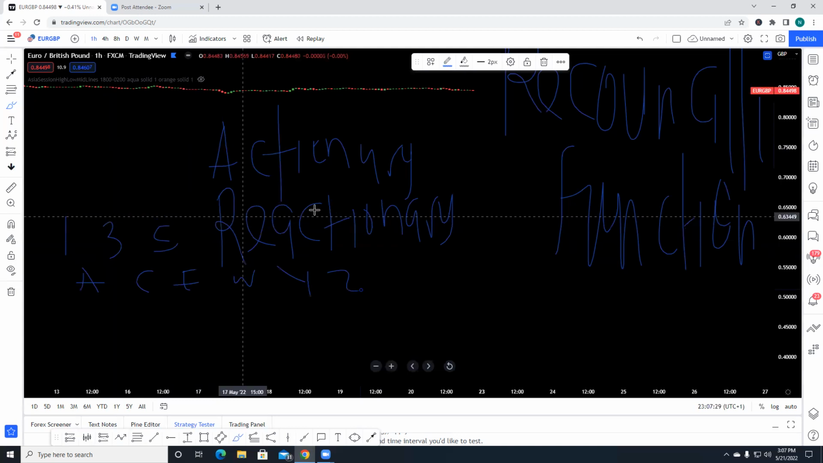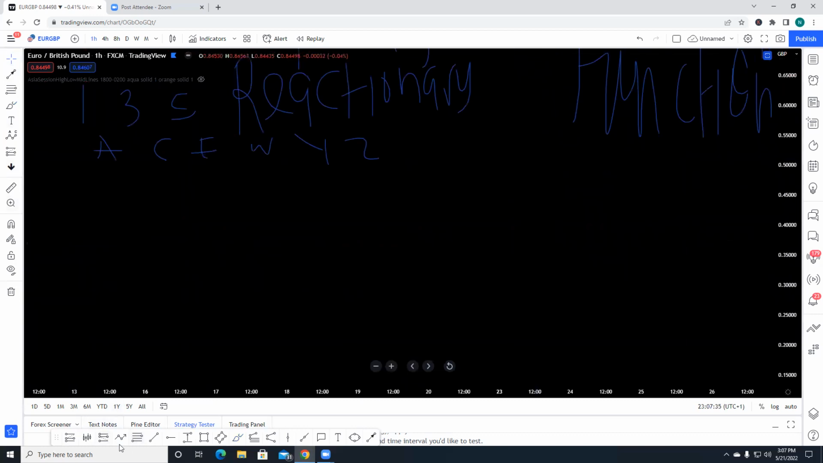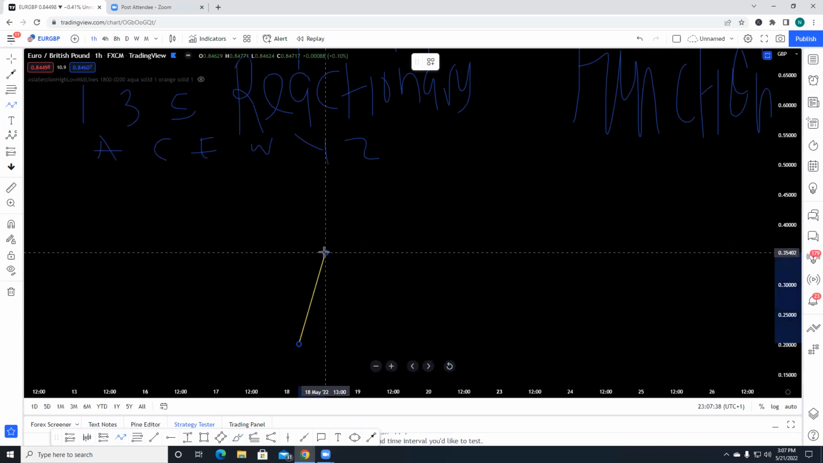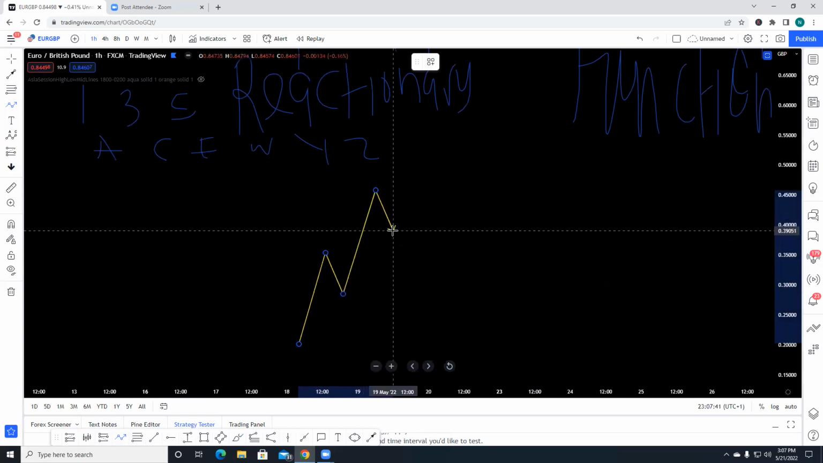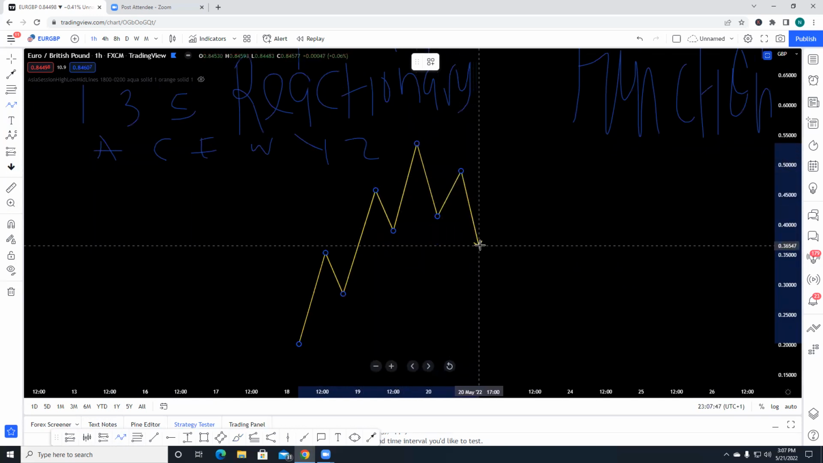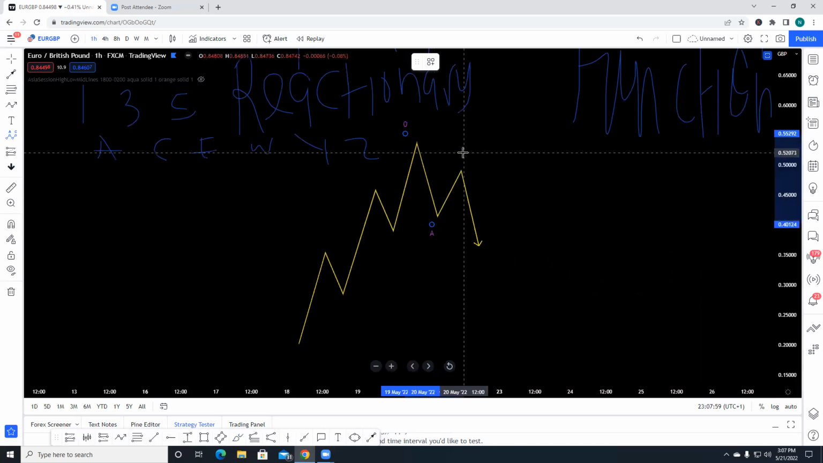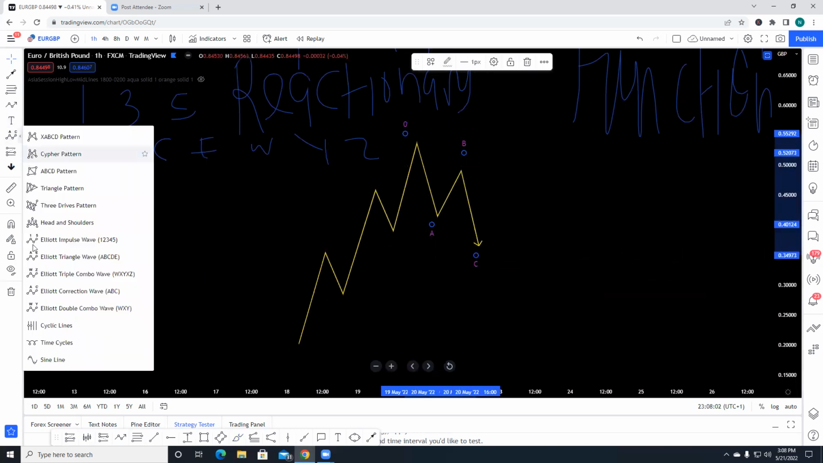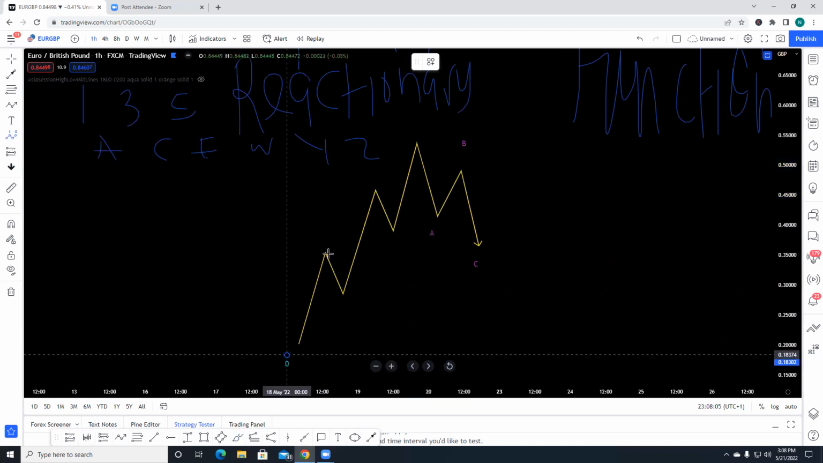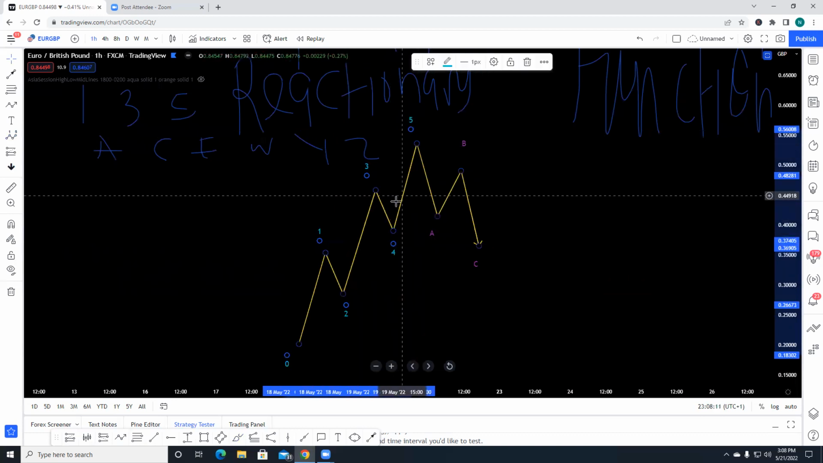When we say actionary waves, these are waves that behave like an impulse, guys. Let me show you. 1, 2, 3, 4, 5. This is A, B, and C. Let me label this. This is A, B, and C. And this, real quick, is 1, 2, 3, 4, and 5.